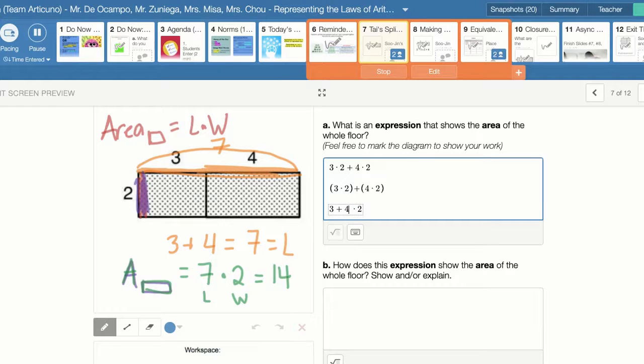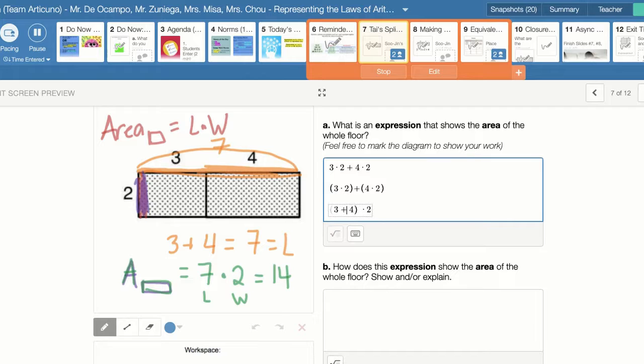So how can we show that we're multiplying the 7 by 2? Well, wait a minute. The 7 times 2. Here you go. These parentheses are what you need to force somebody to do 7 times 2. You're going to need the parentheses. So that is how you would write another expression for this problem.